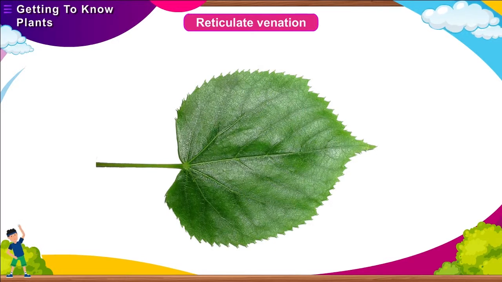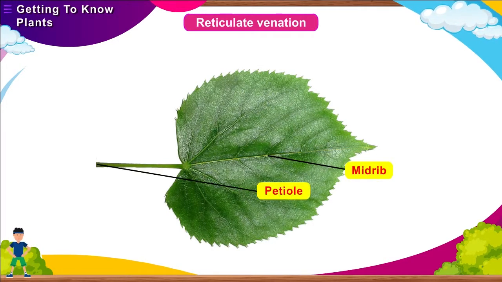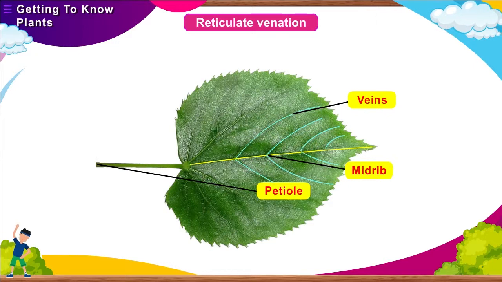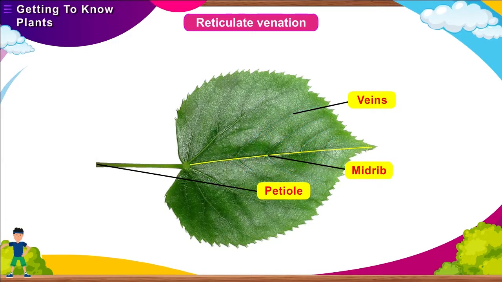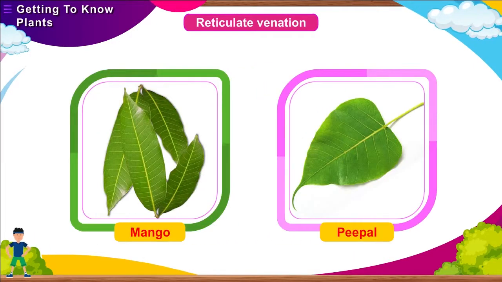Reticulate venation. In reticulate venation, the midrib runs from the petiole to the apex of the leaf. Veins branch on both the sides of the midrib. These veins further form a network of veinlets through the leaf. Such type of venation is seen in leaves of the plants with two seed leaves, dicot. For example, mango, peepal, and so on.